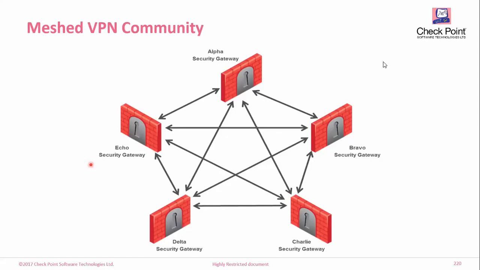Okay, so we'll talk about meshed and star communities. With a mesh community, the VPN gateways create VPN tunnels with all the other VPN gateways in the community. So here, this is the mesh, and we've got our Alpha headquarters and all the other branch offices, and everybody can have encrypted communication with everybody else. So that's the mesh VPN.